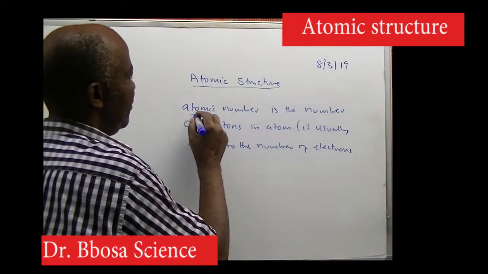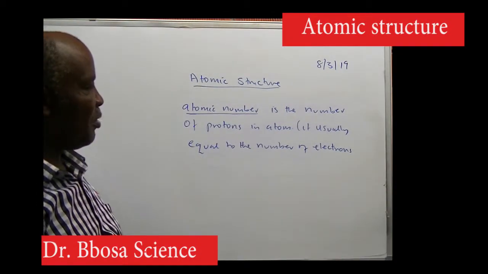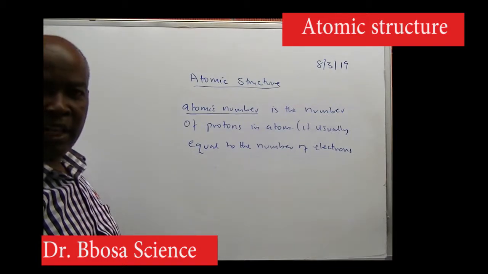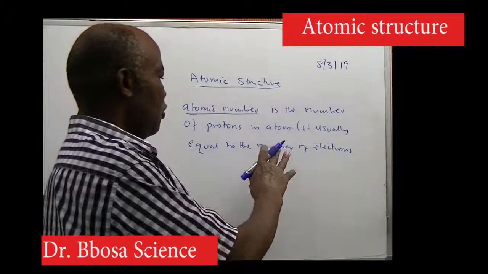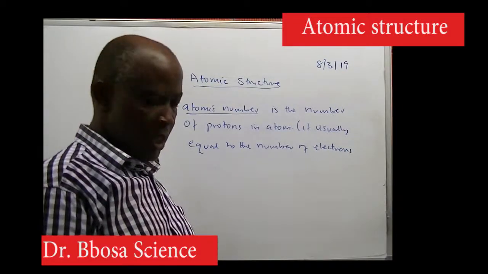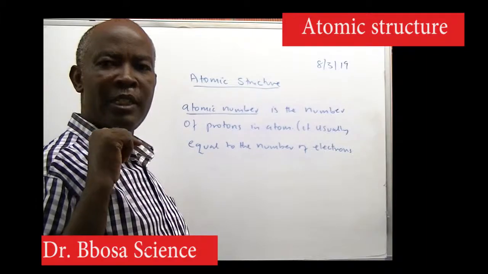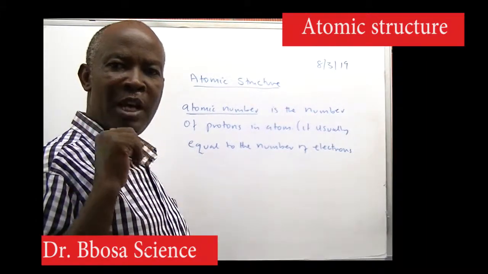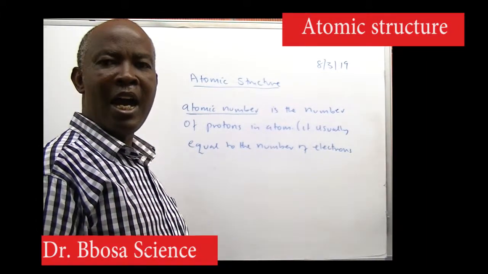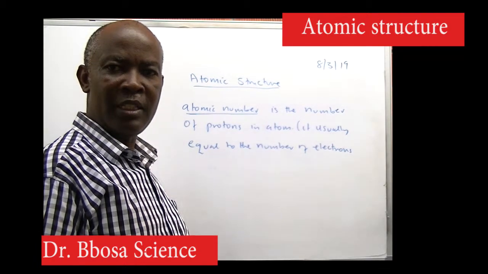Atomic number is the number of protons in an atom. It is usually equal to the number of electrons. All atoms of the same element have the same number of protons and electrons.